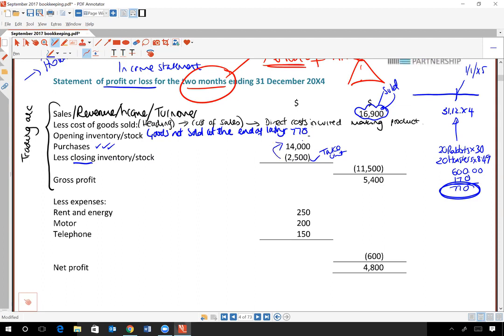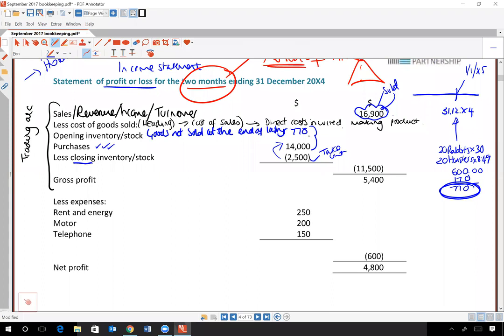So of that 14,000 or of that 770 plus 14,000, whatever your numbers are, of my opening and my purchases, I have looked to see what we've got left that we've not sold at the end of the year. So what we've not sold at the end of the year, and that is what I've not sold. So I'm going to take it out because it's not fair to match that cost against these sales because I've not sold them yet. Does that make sense? This is very high level, guys, very high level.